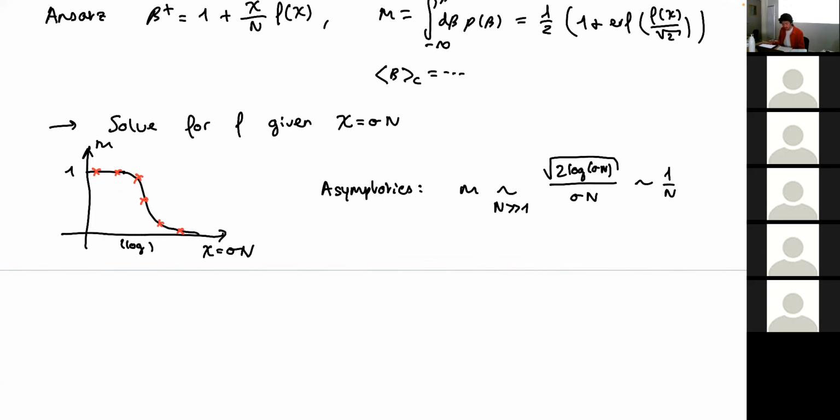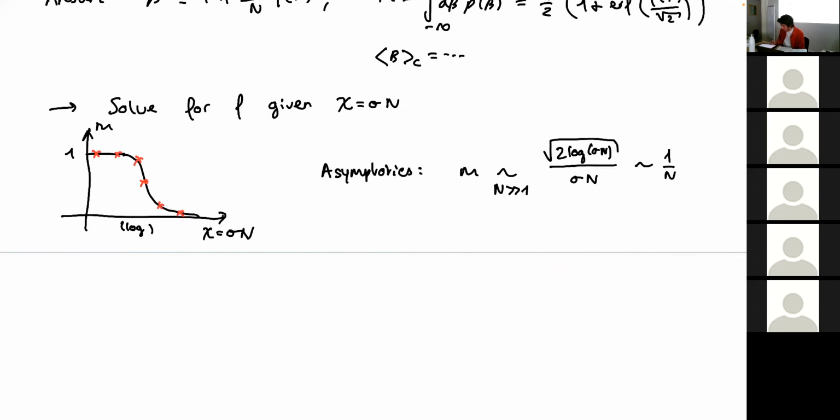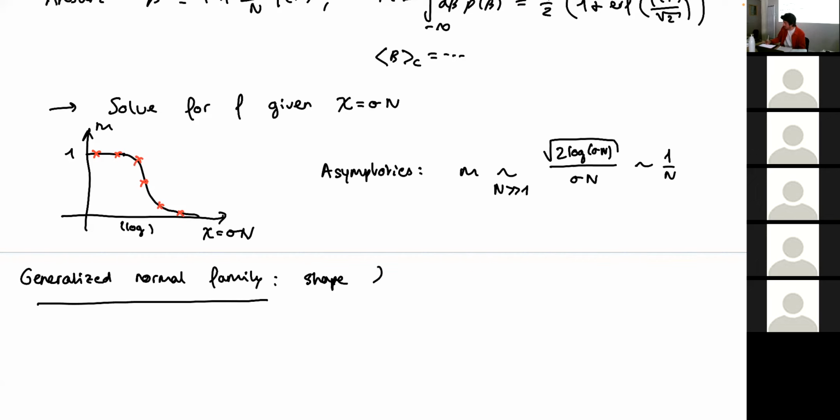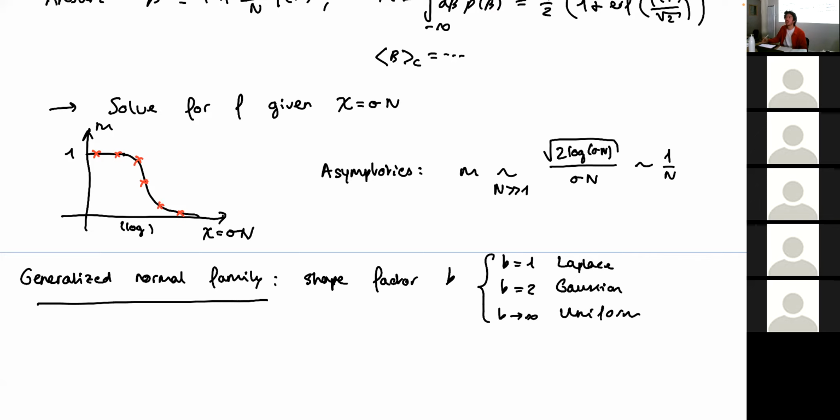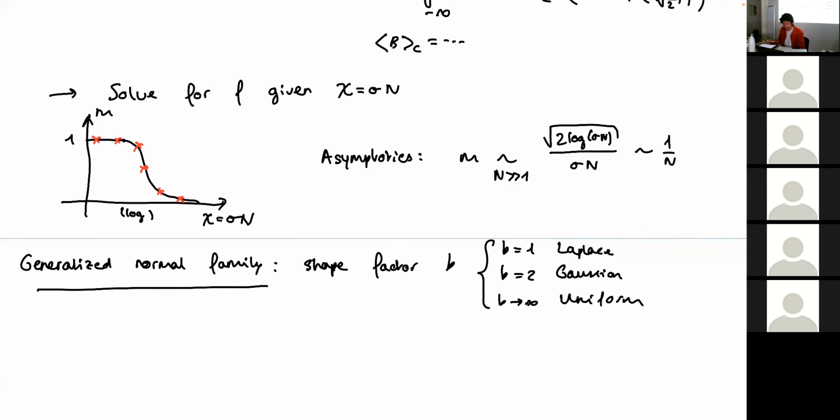And so you can check the asymptote works fine as well. And what's interesting is that now, and then I promise I'll stop with calculations, if you take what's called the generalized normal distribution, it's something you can use to interpolate between the usual functions. It has a shape factor b, and all I want to say is that b equals 1 gives you a Laplace distribution, b equals 2 gives you a Gaussian distribution, and what's interesting is that b going to infinity gives you a uniform distribution. So it covers the range of distributions that we were initially interested in.